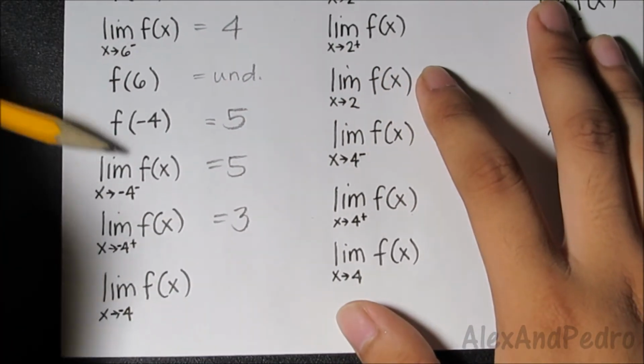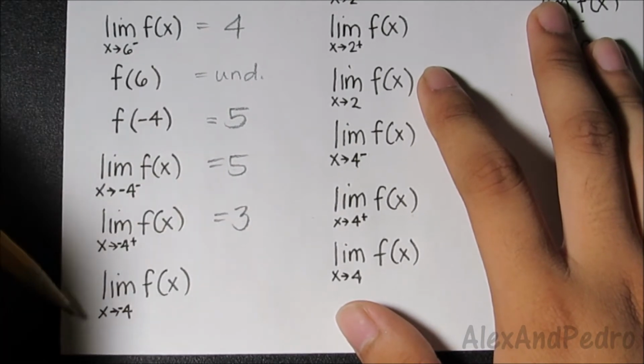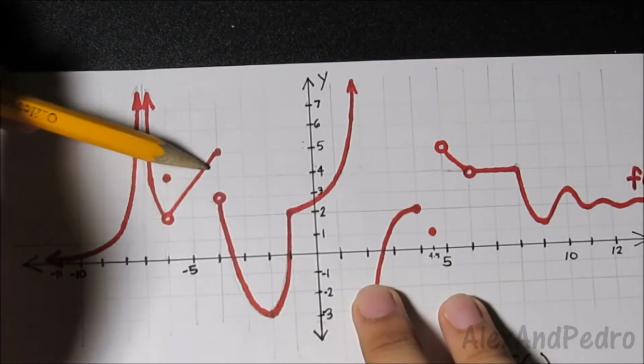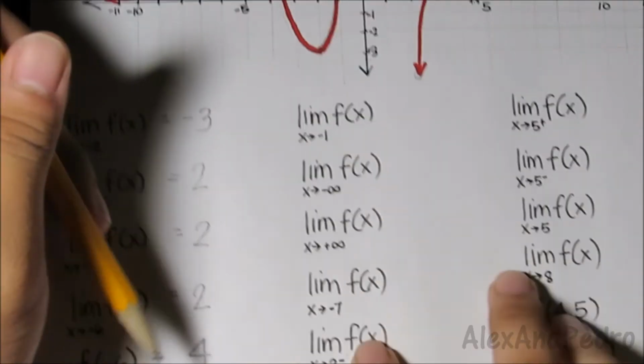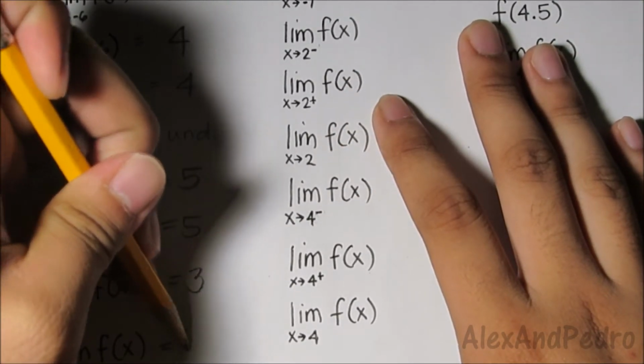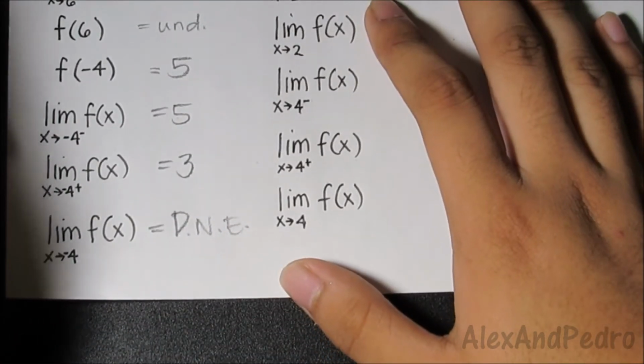Okay, so from the left it's 5, from the right is 3. So what is the whole limit? You see, it approaches 5, then here it approaches 3. So we say that this limit does not exist. Does not exist. So it's D and E.